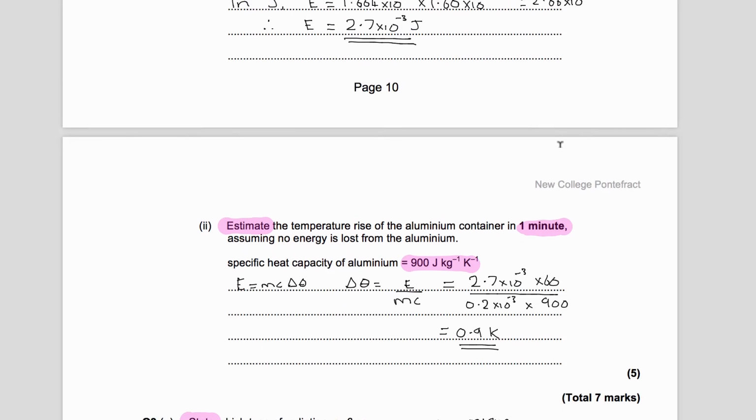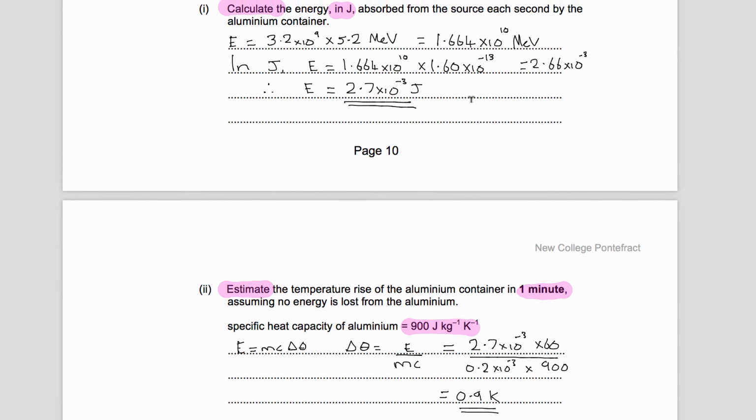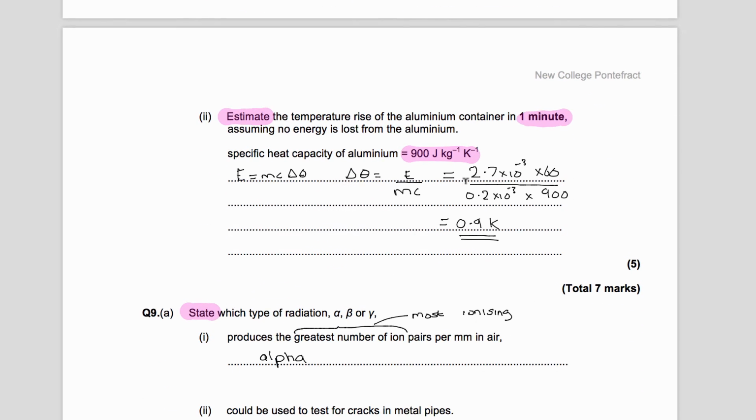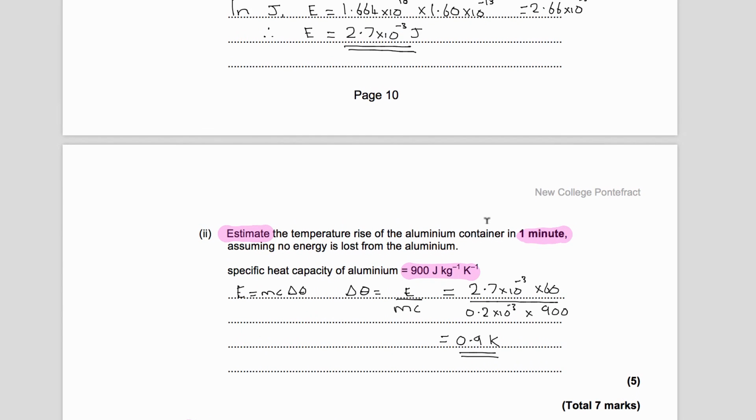So in terms of the 5 marks, this was a 3-mark question, so basically you got 1 mark for correctly working out the numbers in MeV, 1 mark for using this thing in order to actually calculate the energy in joules, and 1 mark for the right answer. And for this part, you simply got 1 mark for putting the numbers in the equation correctly, and 1 mark for the right answer. So that was question number 8 of the nuclear physics homework booklet.